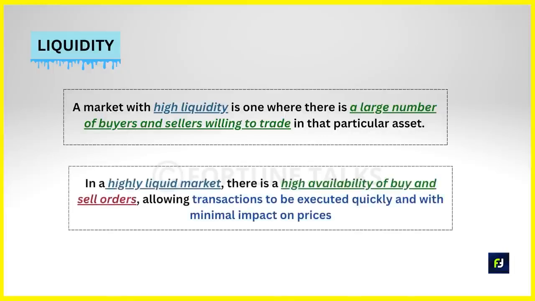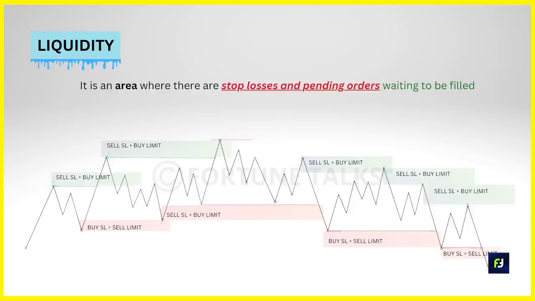This means that there is a high availability of buy and sell orders, allowing transactions to be executed quickly and with minimal impact on prices. So think of liquidity as an area where there are stop losses and pending orders waiting to be filled. We can find liquidity in areas or zones where many people place their stop losses, be it buy or sell stops.